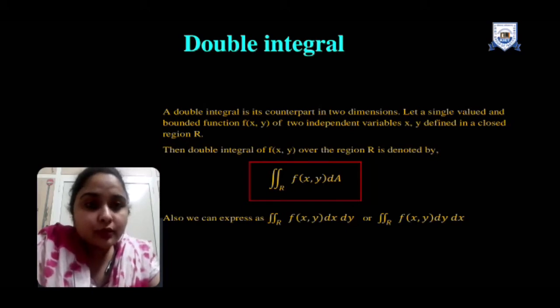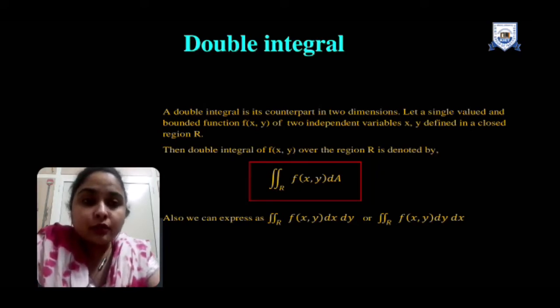So first of all, we will discuss double integration. Double integration basically we use for two variable functions. If we have a two variable, single valued bounded function f(x,y) having two independent variables x and y, enclosed by some region R covering the area A, then double integration over the region R of f(x,y) with respect to A, that area can also be written as dx dy, then it is known as double integration.